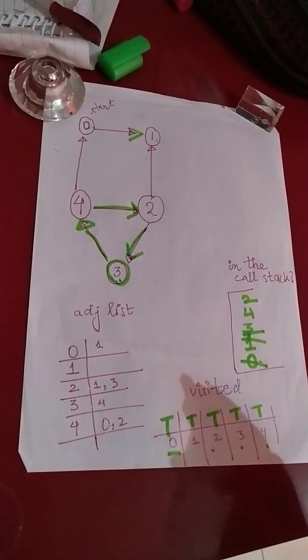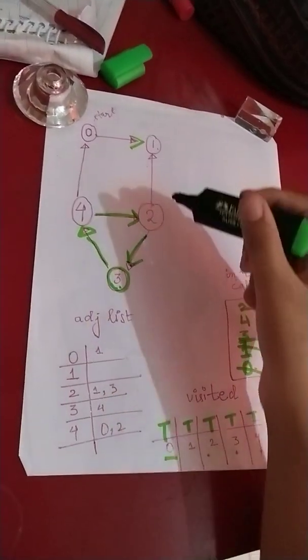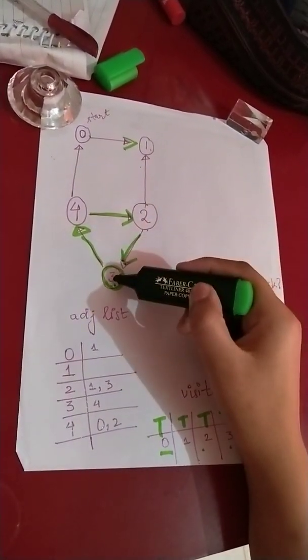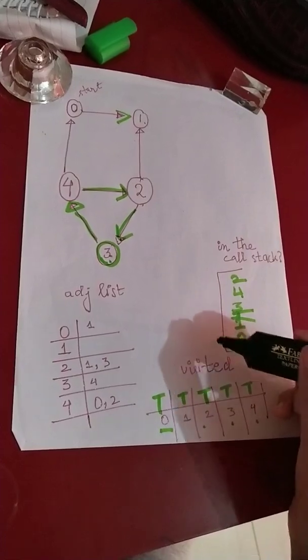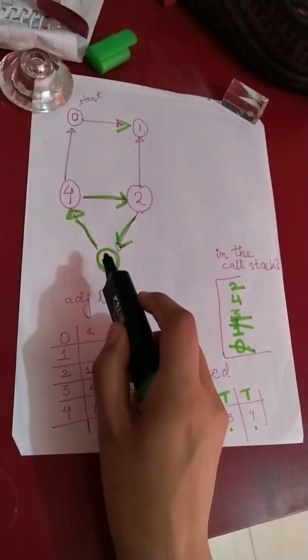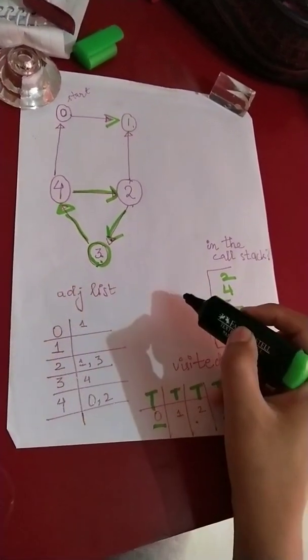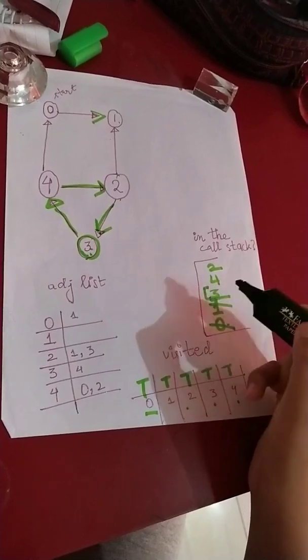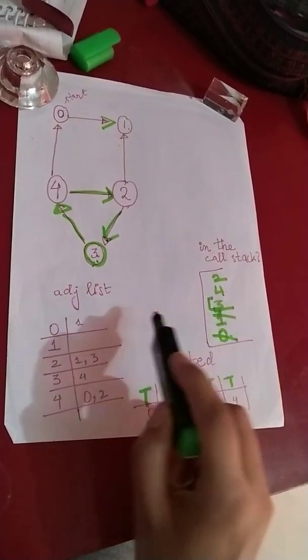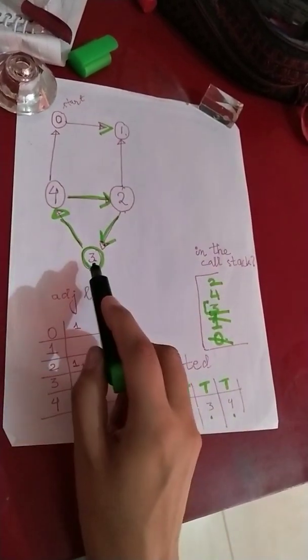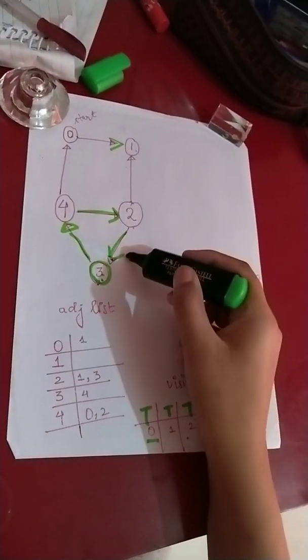So when do we say we have a cycle? If while exploring I reach back the node from where I had started. And how do I know that I have been exploring from here? Because it was put in the call stack. And while exploring in the depth first manner, I am reaching 3 again. So this gives the presence of a cycle.